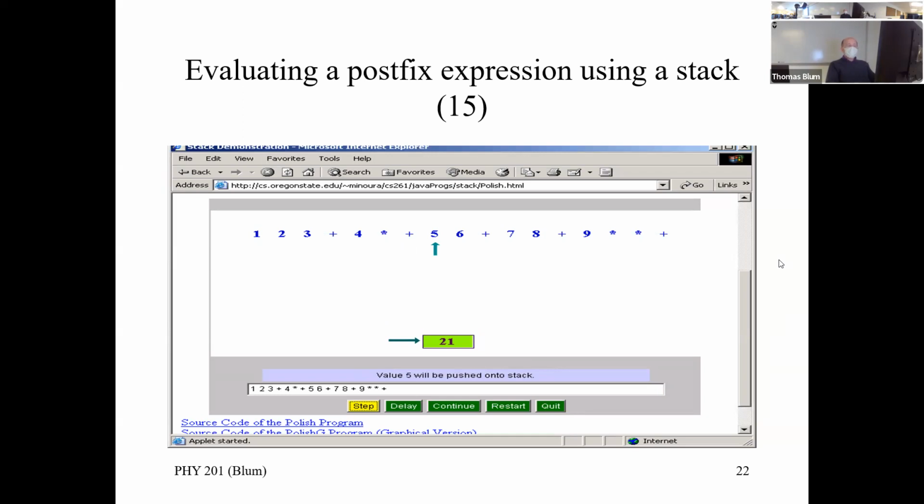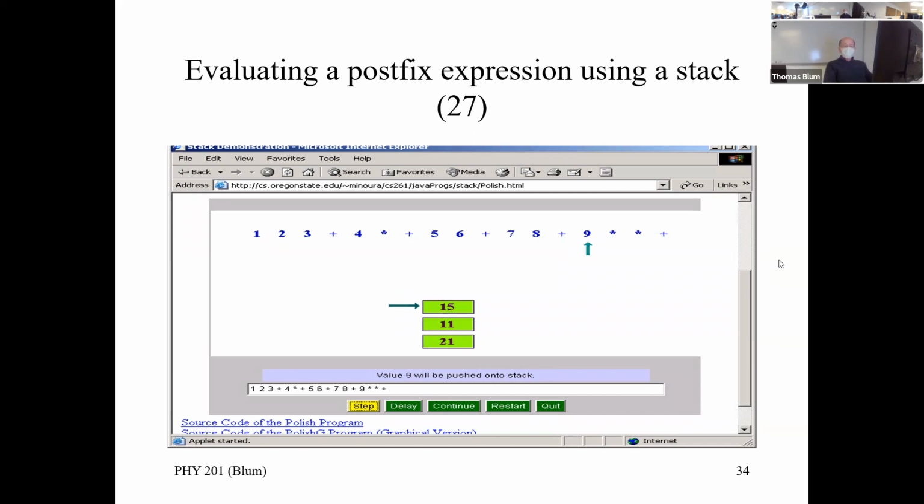The 5 is data, I push. The 6 is data, I push. The plus is an operation. I'm going to pop off the 6, pop off the 5, add them, and put the answer 11 onto the stack. 7 is data, so I push. The 8 is data, so I push. The plus is an operation. I'm going to pop off the 8, pop off the 7, add them, and get 15.